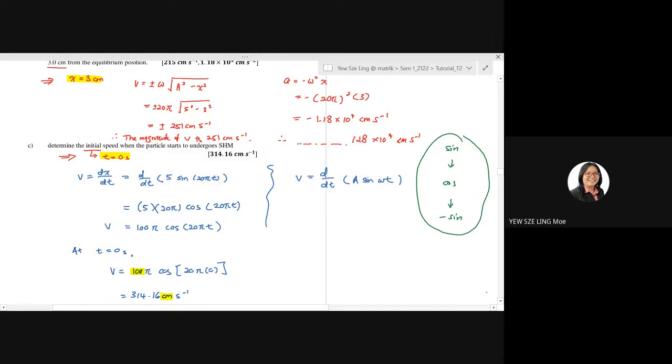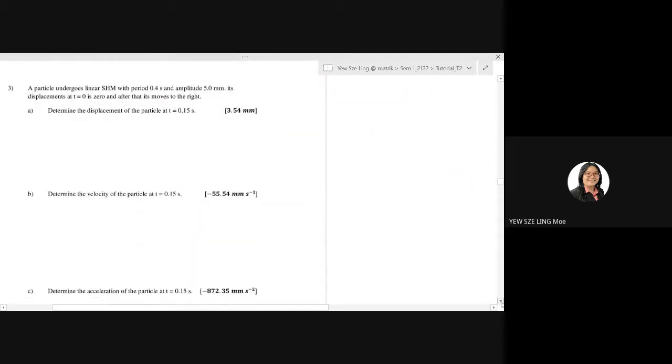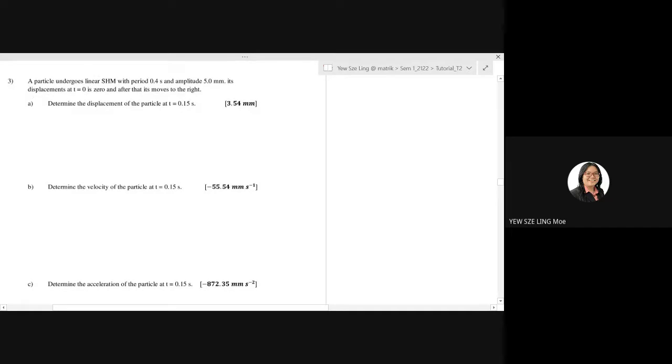Okay, next question. For the next question, you need to know how to form equations again. Now let's see. A particle undergoes simple harmonic motion with a period. So you are given T.